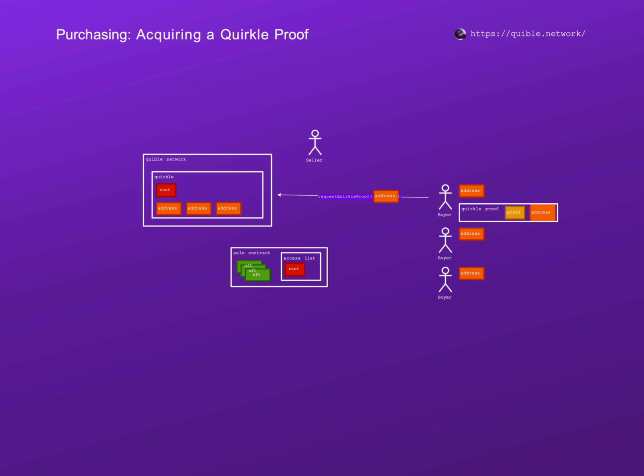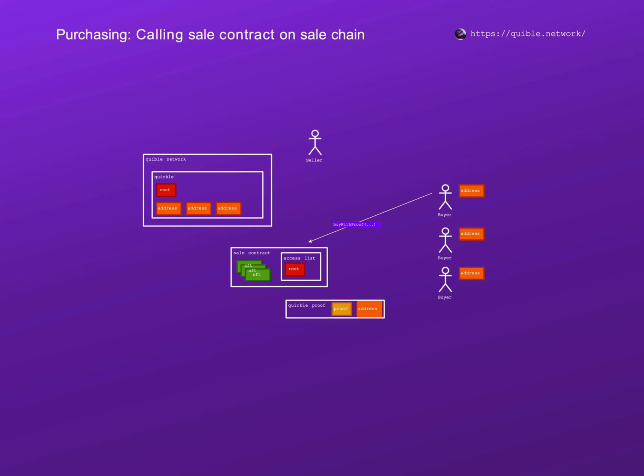Now that the buyer has obtained a proof, they can follow the same steps we saw before by calling the sale contract and passing the proof. The contract verifies the proof as we saw before, and finally, the contract mints the NFT for the buyer. We can repeat this process for buyer 2.